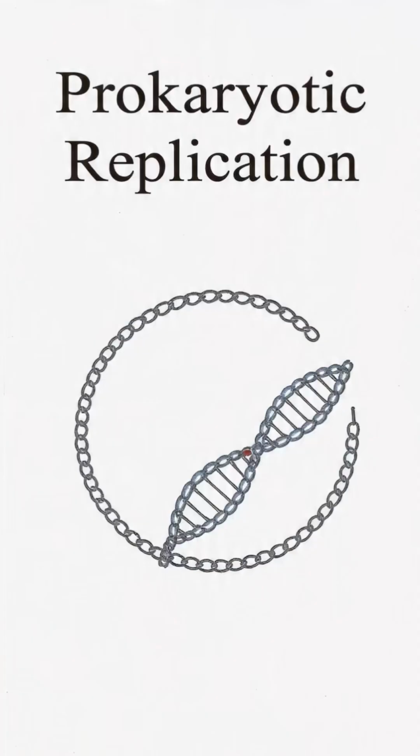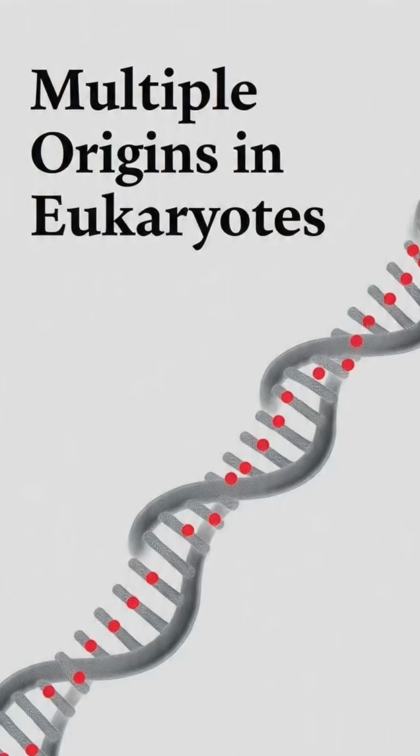Circular bacterial DNA replication. Prokaryotic DNA replicates from a single origin. Multiple origins in eukaryotic DNA. Long eukaryotic chromosomes replicate from many origins.